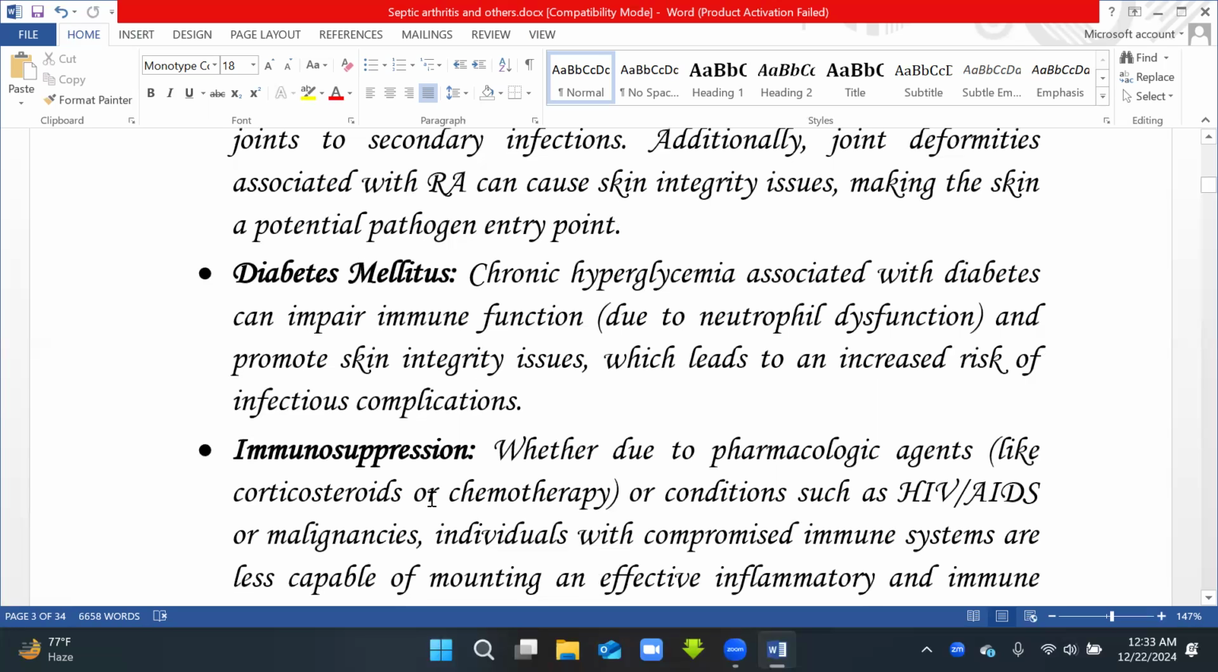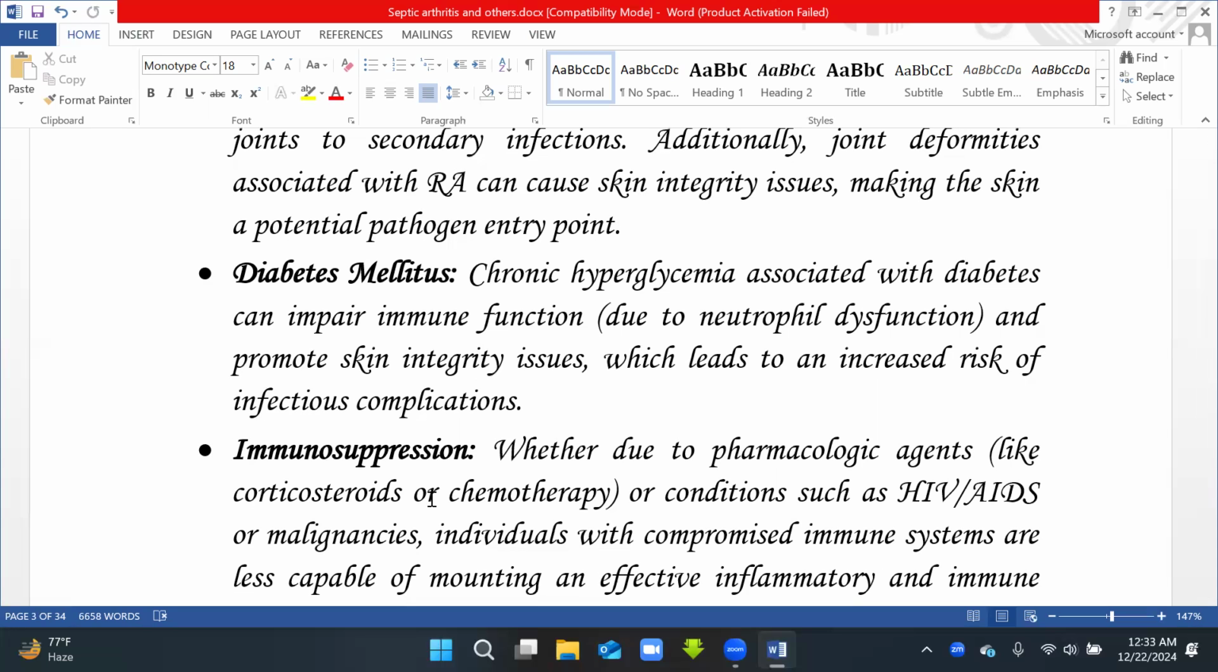Another risk factor is being diabetic. People who have chronic hyperglycemia can have impaired immune functions, and as such, it affects the skin integrity, which can lead to increased risk of infectious complications. Already, diabetes reduces the immunity of the body.